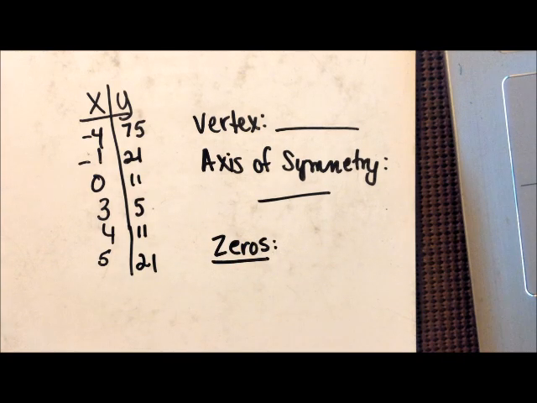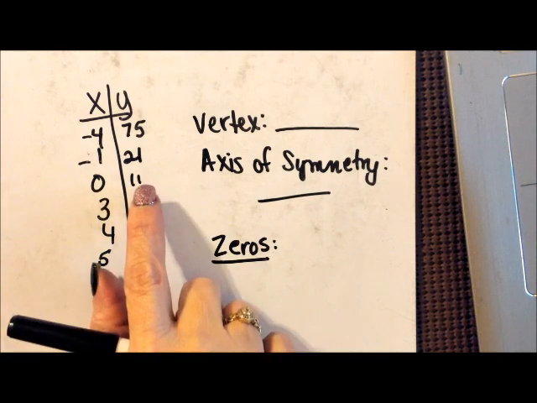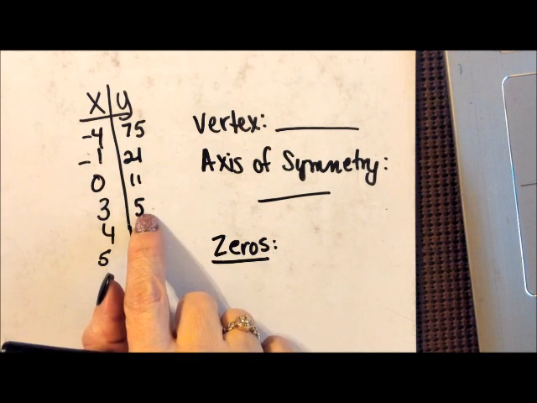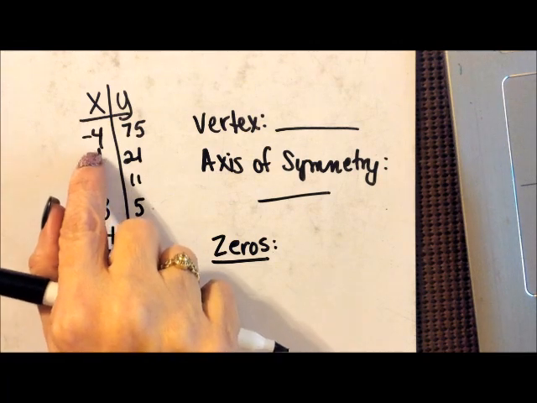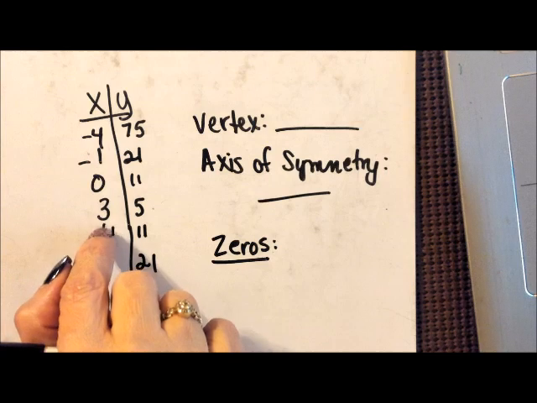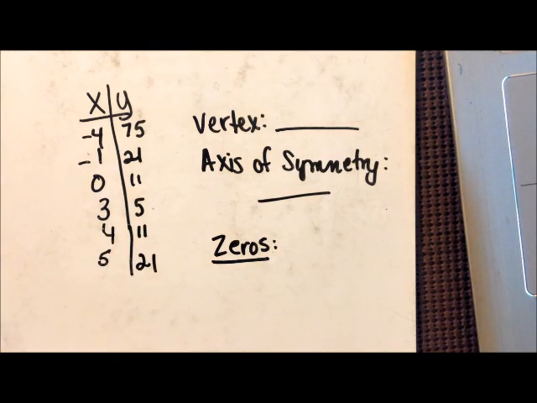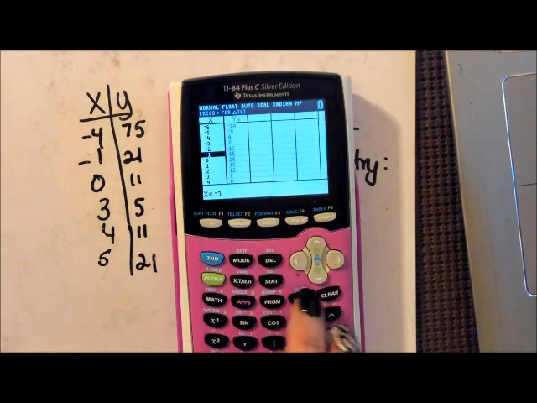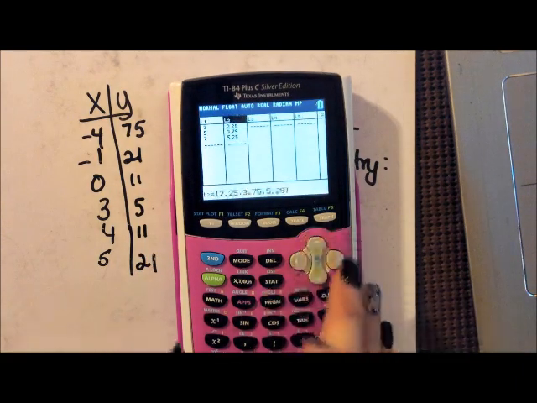Okay. So when I look at this, can I say that my vertex is 5? Because I noticed 21, 21, 11, 11, 5. The answer is no. When you're given a table, if these are not in order, you cannot assume that that is your vertex where it looks like. You have to do a quadratic regression. So let's go to Stat, Edit. Let's put these in.